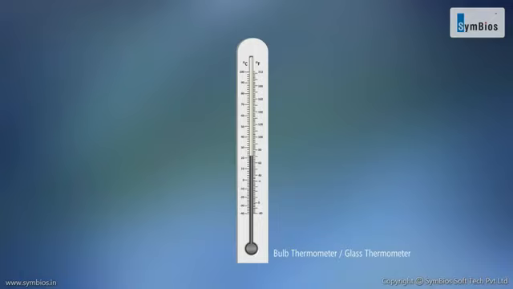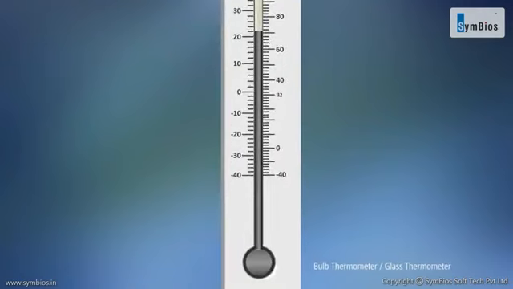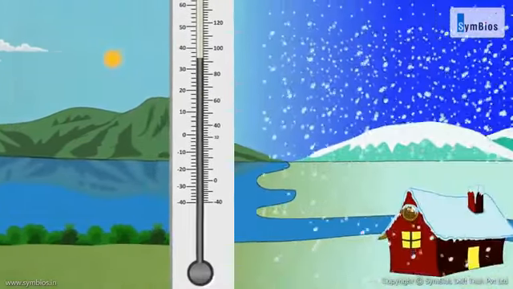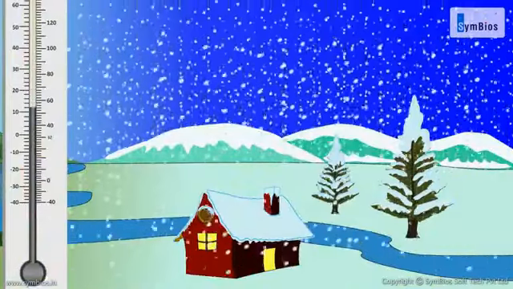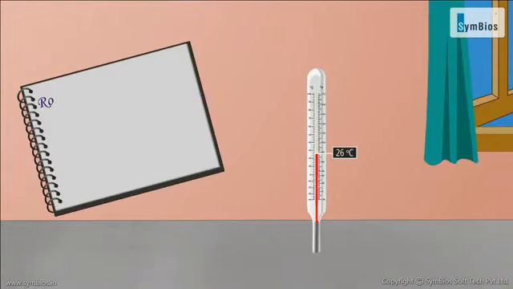The bulb thermometer is the most commonly used glass thermometer. The bulb of this thermometer contains some type of fluid, generally mercury. The level of this fluid increases or drops according to the temperature it is subjected to. Let us perform the following activity. Take a thermometer and note down the reading at the normal room temperature.